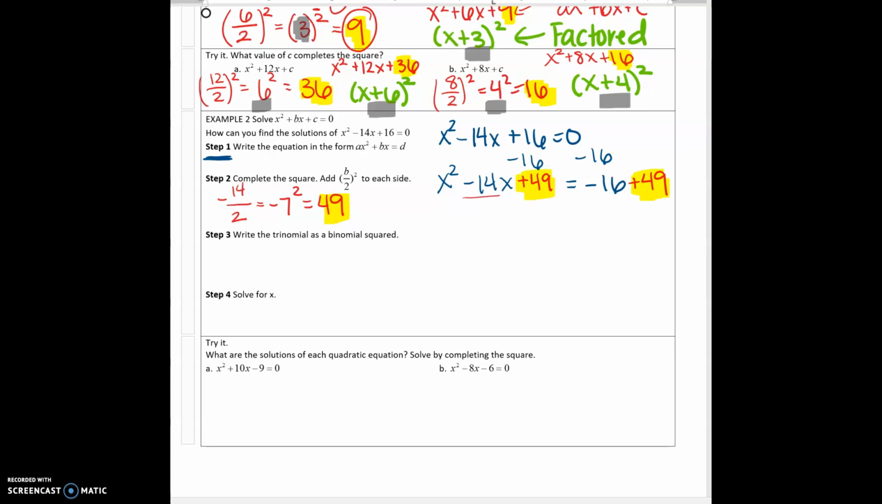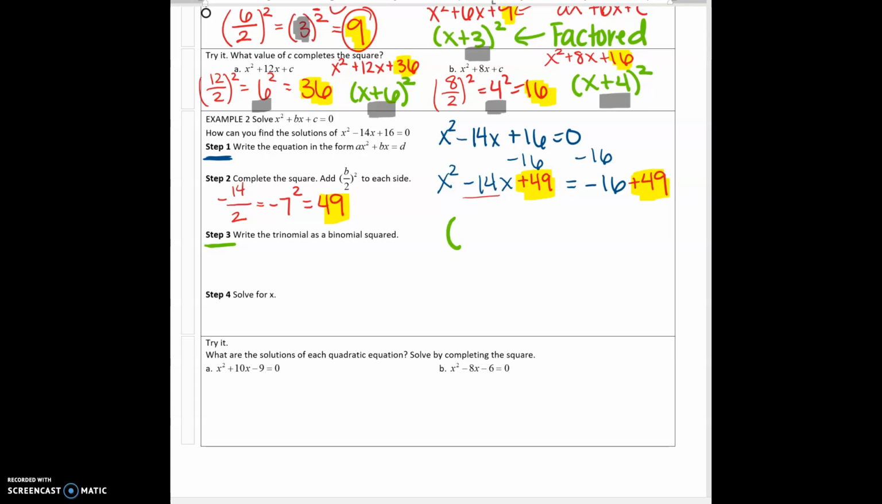We added it to both sides because it's an equation, so we need to keep it balanced. Whatever we do to one side needs to be done on the other side as well. Okay, so that's that step. And now we're going to do step 3, which is write the trinomial as a binomial squared. So we want it in factored form on this left side.